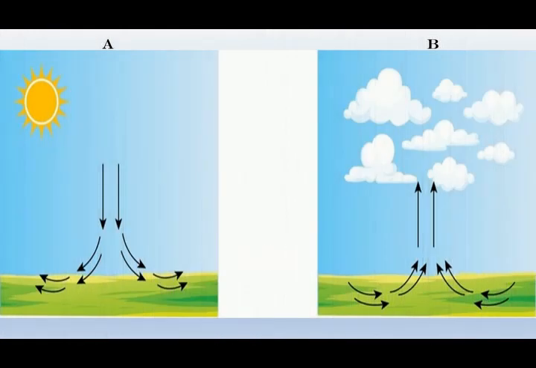What type of air pressure is exerted at B? If you say low, you are correct. What about A? High. Excellent.